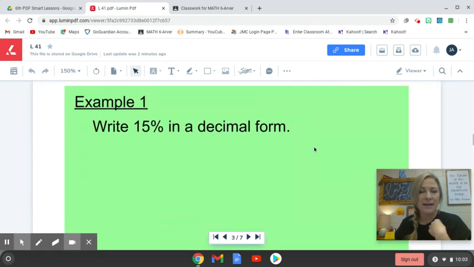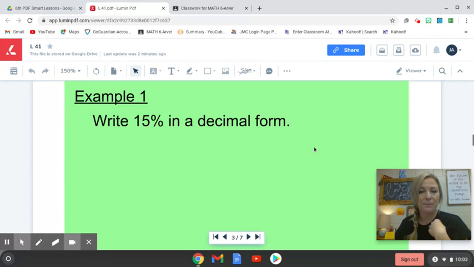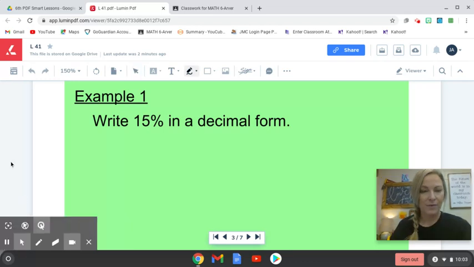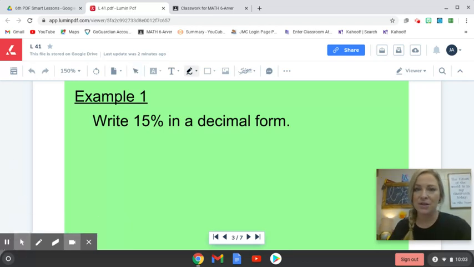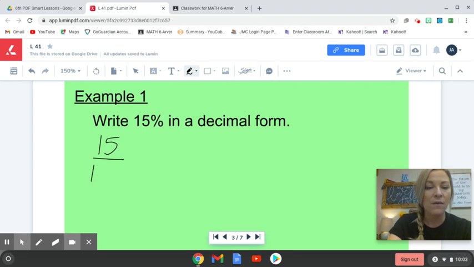Let's take a look at this example. Write 15% in decimal form. Unpause your video when you're ready to check your work with mine. All right, so I'm going to start by doing that fraction thing. I'm going to set this up over 100. So 15% is the same thing as 15 over 100, or 15 out of 100.